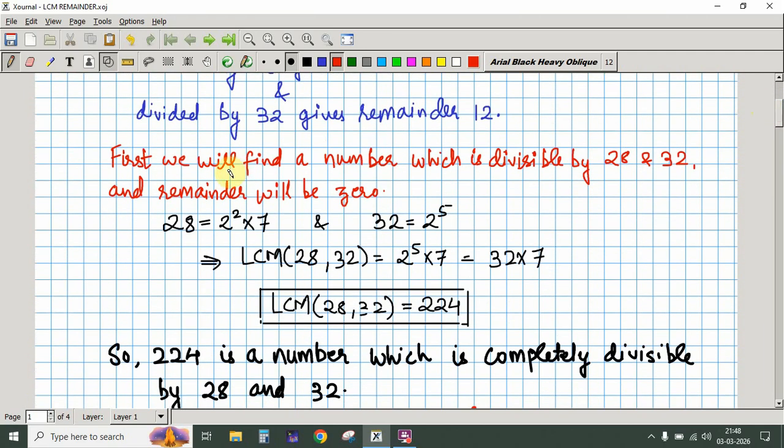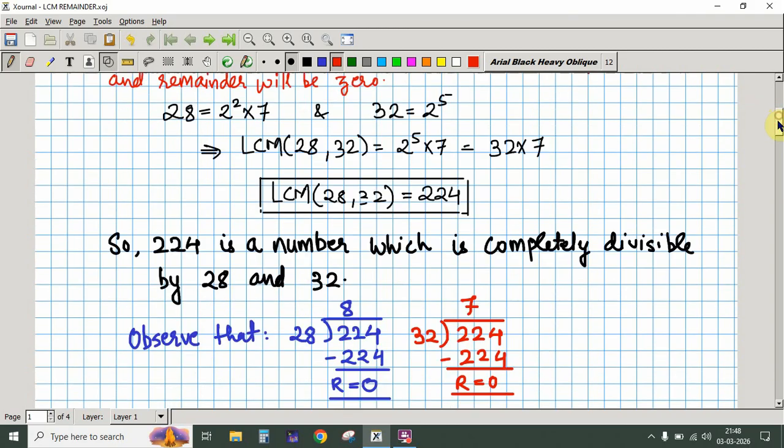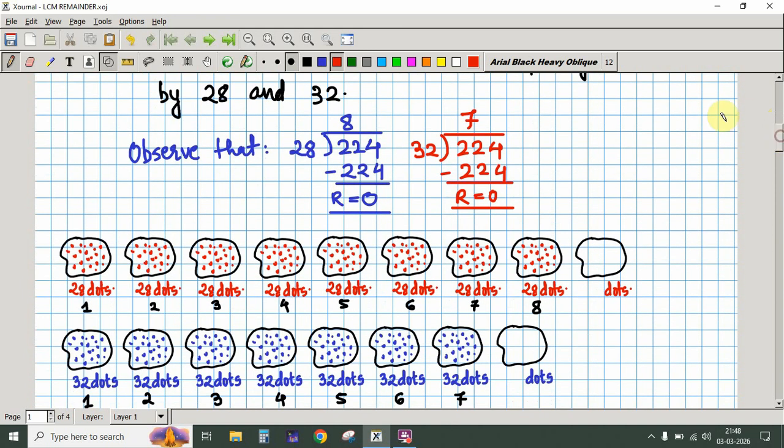So the approach is, first we will find a number which is totally divisible by both 28 and 32. Totally divisible means the remainder will be 0. Obviously that number is the least common multiple of those two numbers. So this is our routine work to find the LCM. LCM is 224, so 224 is a number which is completely divisible by 28 and 32.